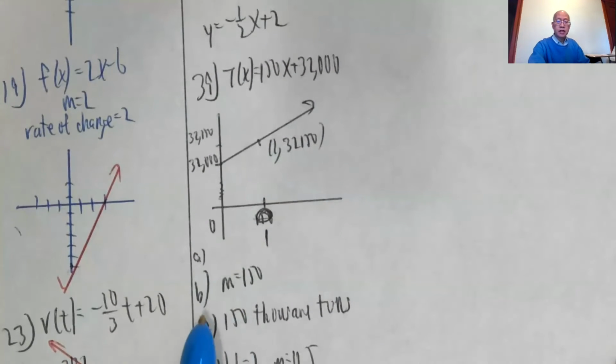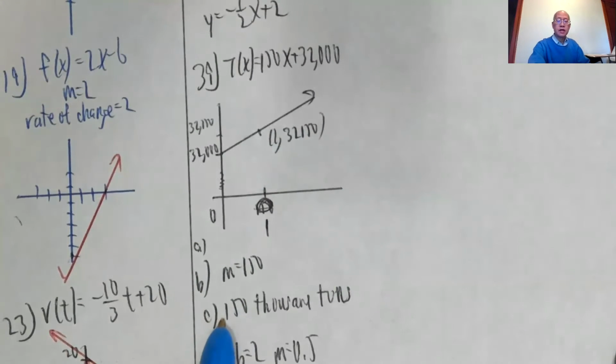Okay, slope is 150, so we're increasing by 150. The units are thousands of tons. Okay, so 150,000 tons per year.